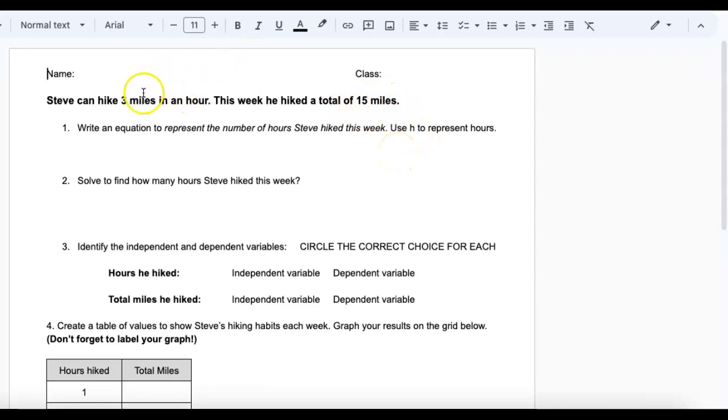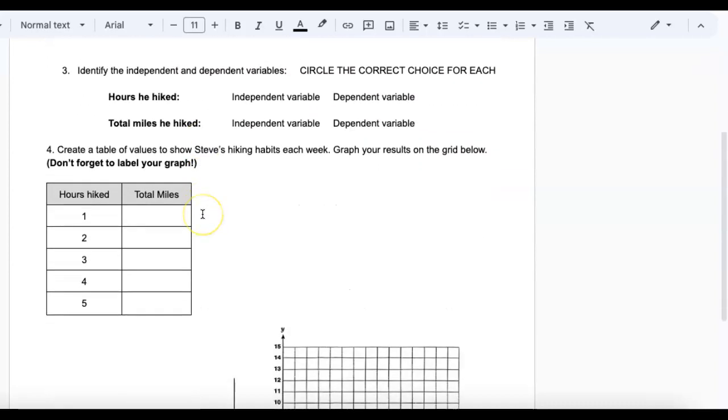Right? So think to yourself, how would I go from a 3 to a 15? That's the answer to number 2. Right? How many 3s make 15? That will tell you how many hours Steve has hiked this week.